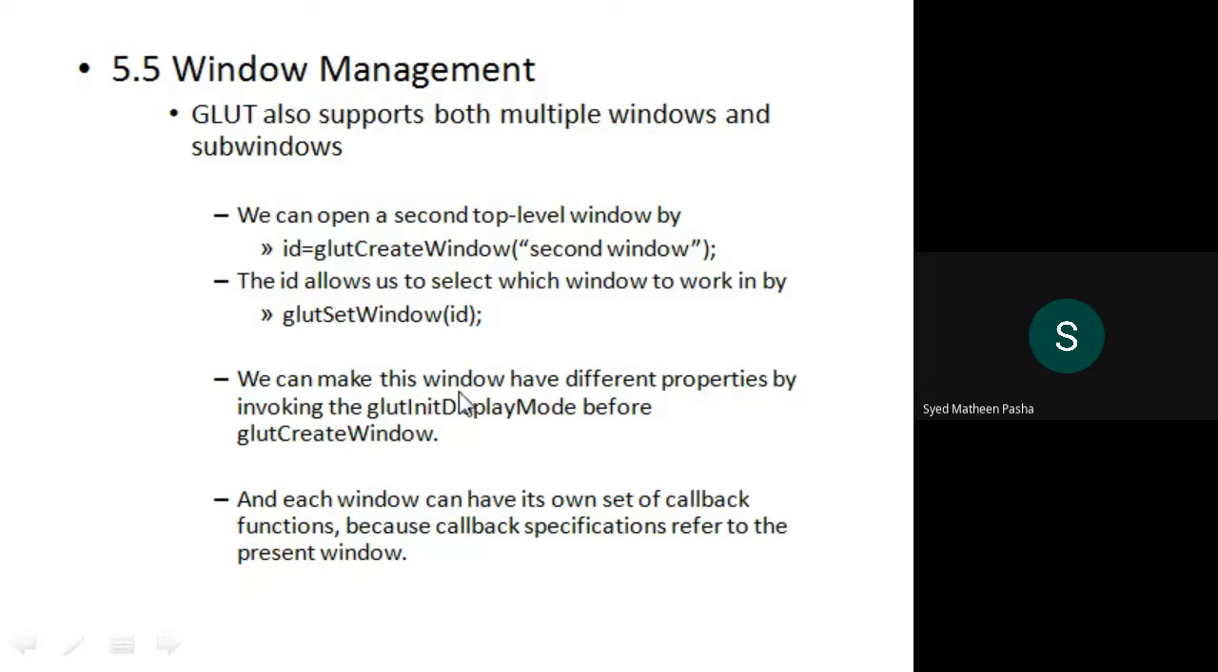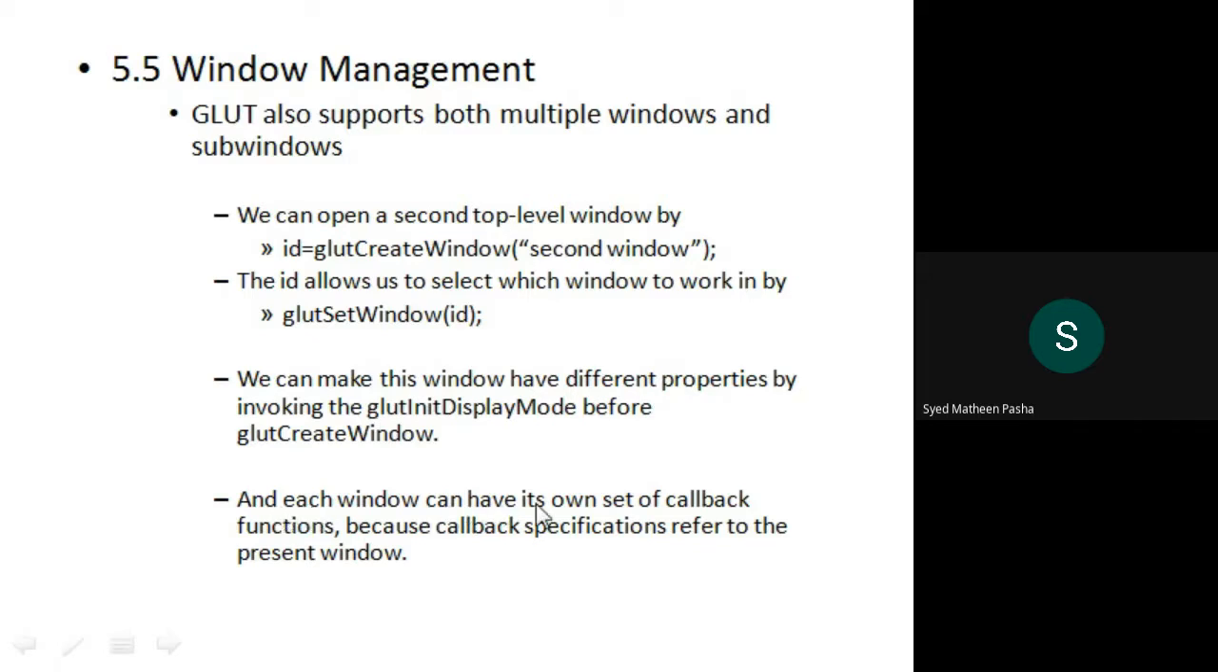We can make this window have different properties by invoking glutInitDisplayMode before glutCreateWindow. That is, whatever function you need to use, it should be given before glutCreateWindow, which basically means that before creating the window, you have to initialize that particular display mode with respect to that particular library, that is the glut library.